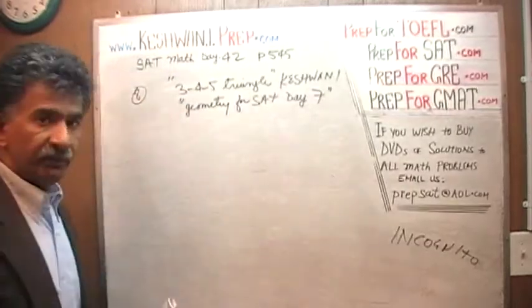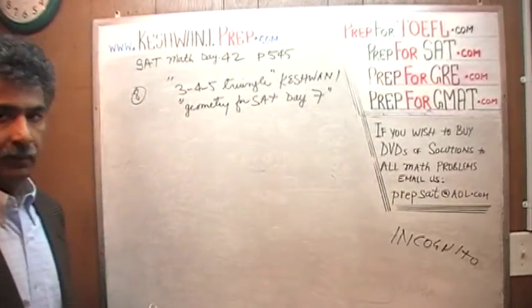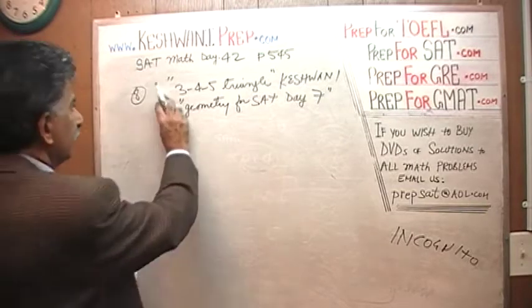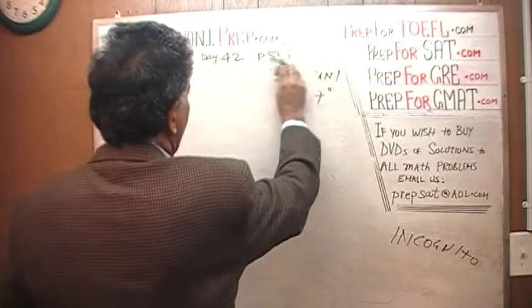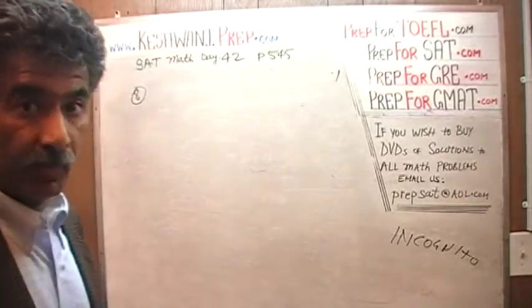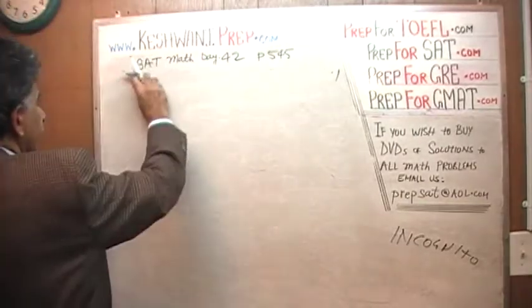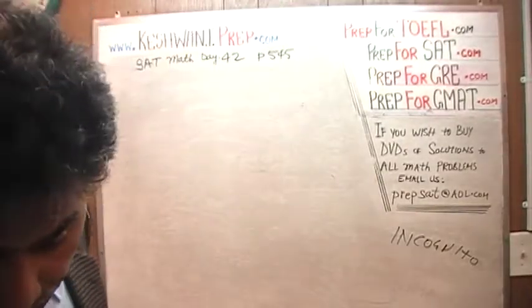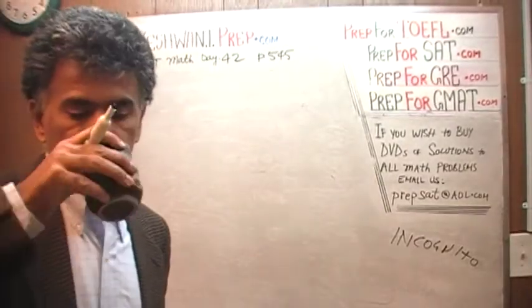Again, geometry for SAT, day number 7. There are about 60 geometry videos. If you're weak in geometry, you might get something out of it. Not something out of it, but rather something out of them. There are 60 of them. What I meant is that you might get something out of it, as in the series of geometry videos.